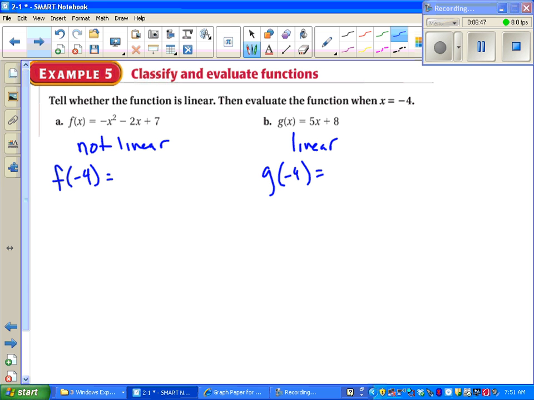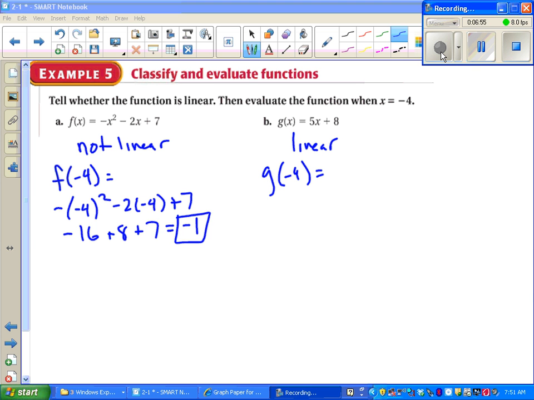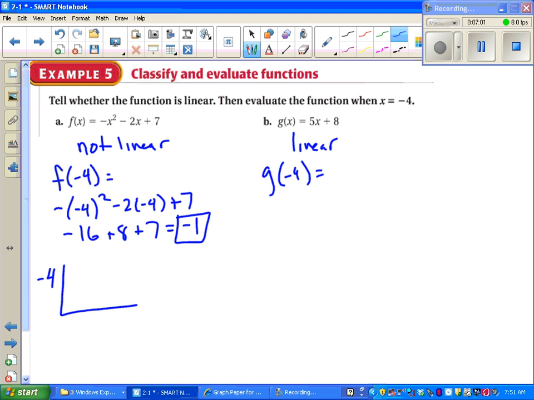And there's a couple ways we can evaluate f of -4. We could just plug the number in, and we'll get an answer. I prefer to use synthetic substitution, where I write my -4 and set up the coefficients. I see my first coefficient is -1. My next coefficients are -2 and 7. Drop my -1. -4 times -1 is 4. -2 plus 4 is 2. -4 times 2 is -8. 7 and -8 make -1. And I get my answer right away.